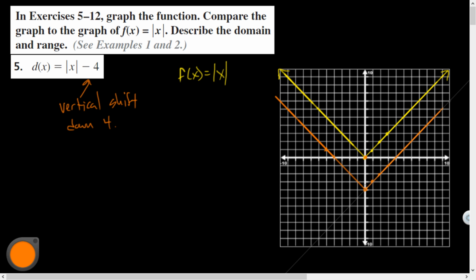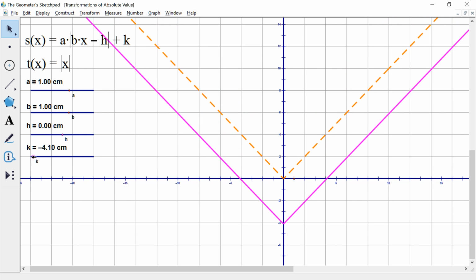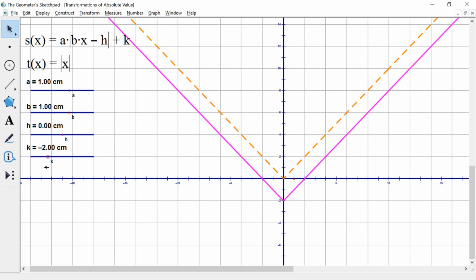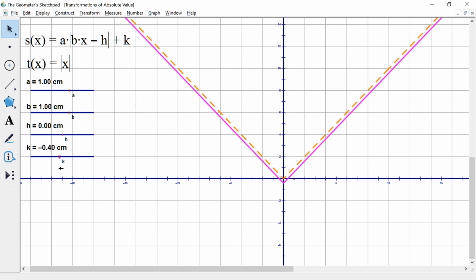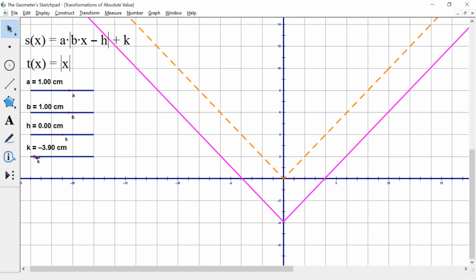but if we can recognize patterns and make our graphs more efficiently by recognizing patterns and trends, that is always going to be better than doing a table of values for our graphs. Just so you can see the way these vertical shifts work, I've got my Geometer's Sketchpad open. If I have this plus k on the outside of the absolute value and I add a positive number, it shifts the graph up. If I have a negative number, it shifts the graph down, a vertical shift up and down like so.